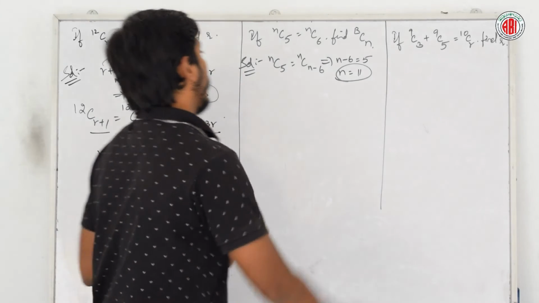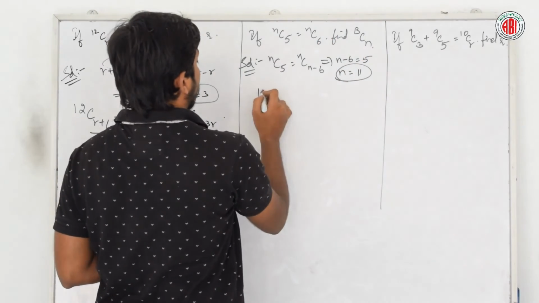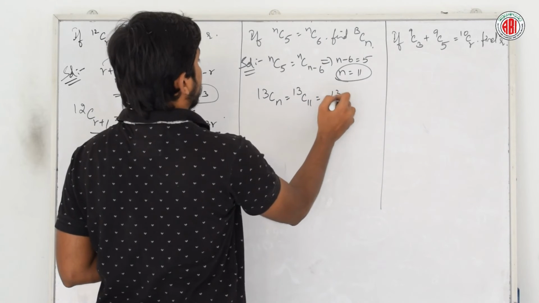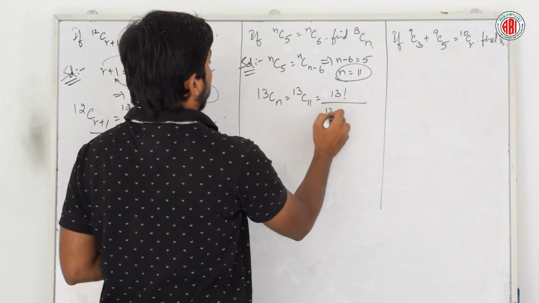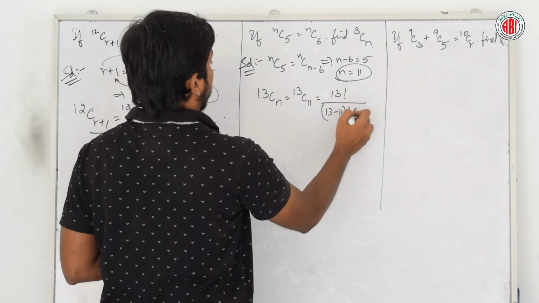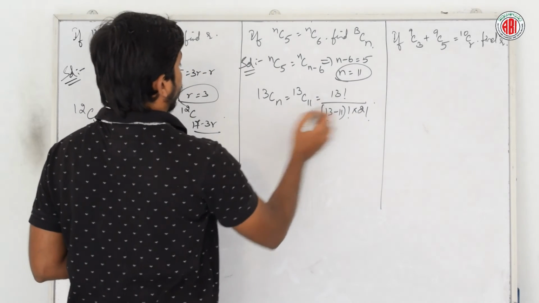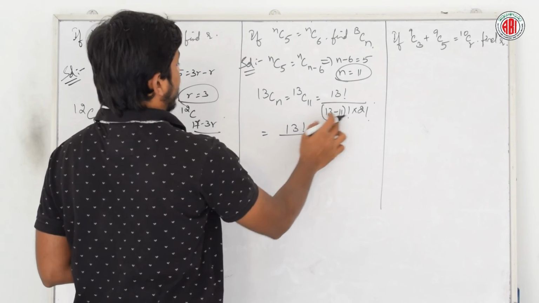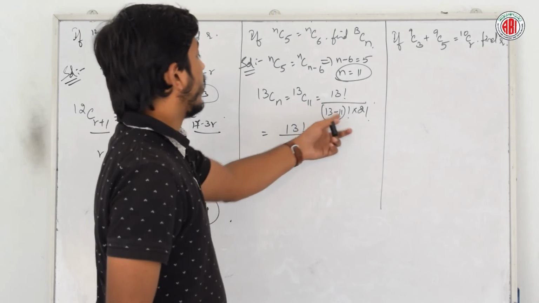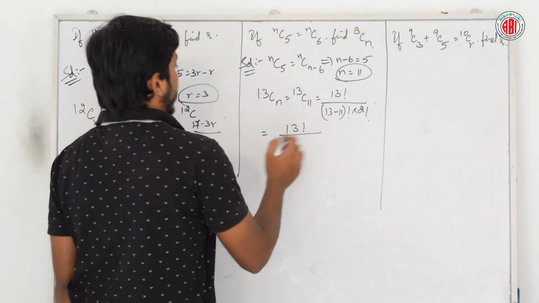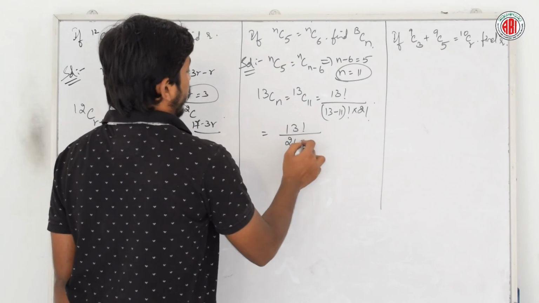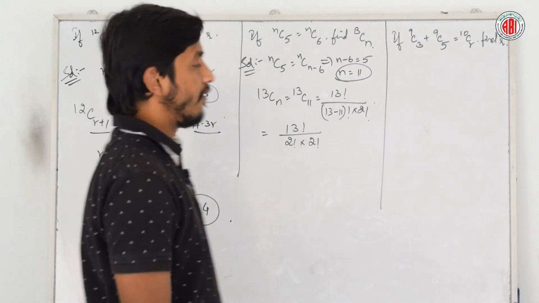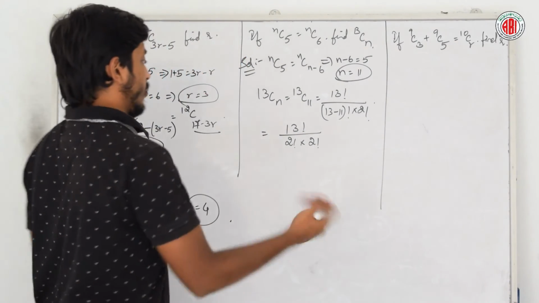Fine. Now can we find 13C11? 13Cn is nothing but 13C11, which is 13 factorial by (13 minus 11) factorial into 11 factorial. What will it be? 13 factorial divided by 13 minus 11, that is 2 factorial into 11 factorial. Is it simple to solve? No, right? So let us do in another way.